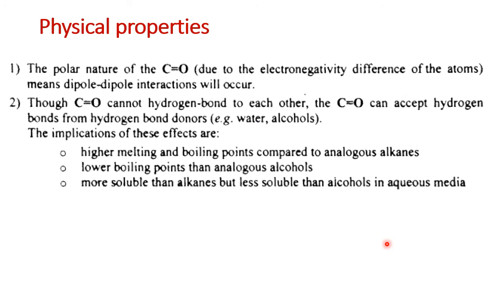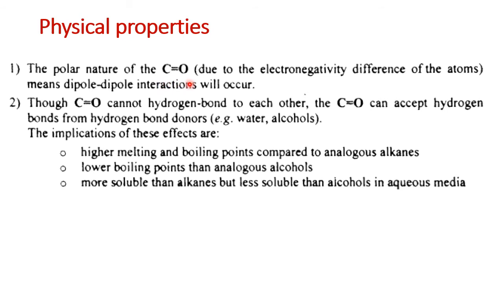Now come to their physical properties. We know the carbonyl group, C double bond O, is a polar group. Oxygen's electronegativity is more as compared to carbon, so oxygen will get a partial negative charge and carbon will get a partial positive charge. Due to the difference in electronegativity, this carbonyl group is polar.